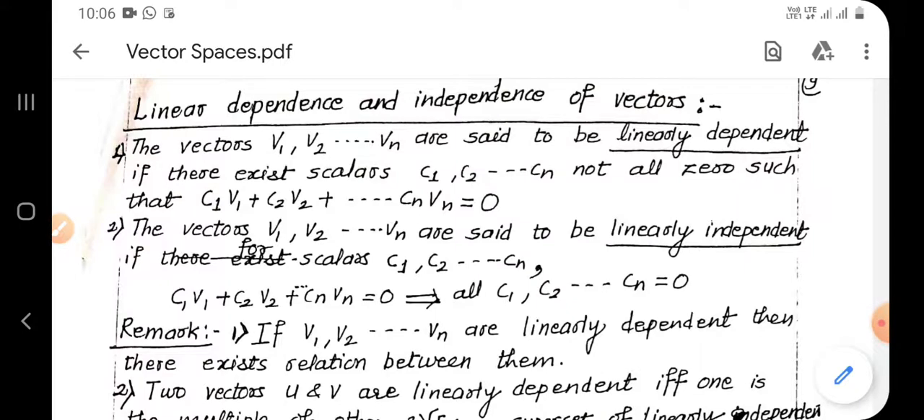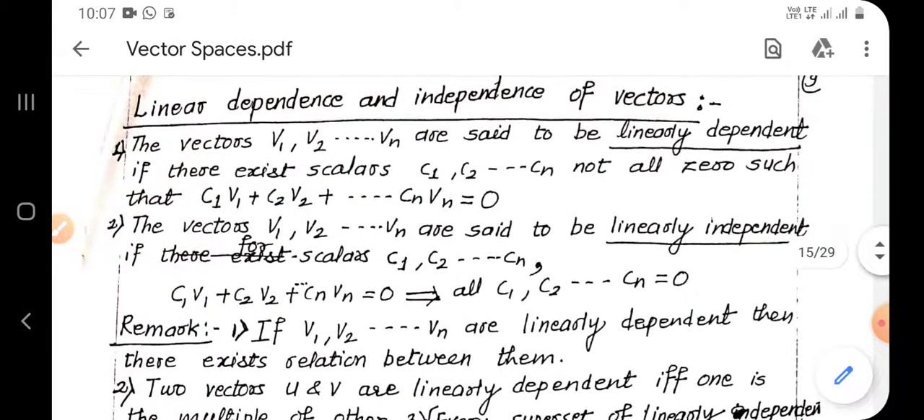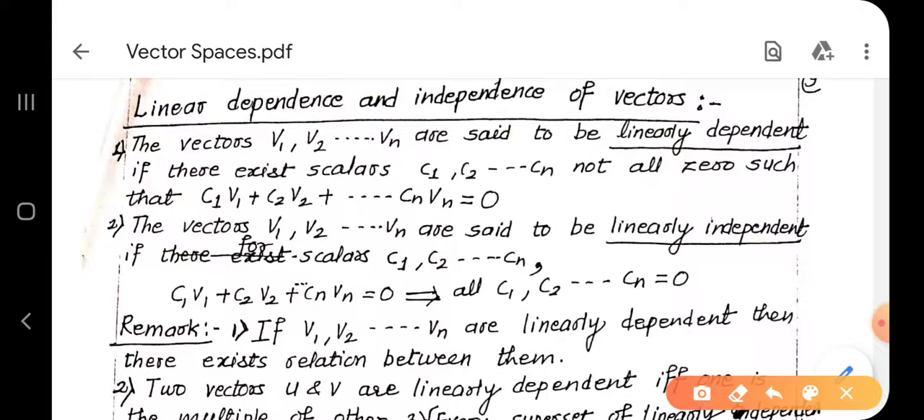My dear students of first year, we have started vector spaces, and in vector spaces we have studied vector space, subspace, then linear combination of vectors, and now we are going to study linear dependence and independence of vectors. So for this I require the concept of linear combination.